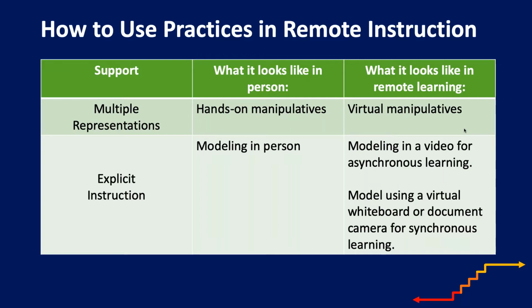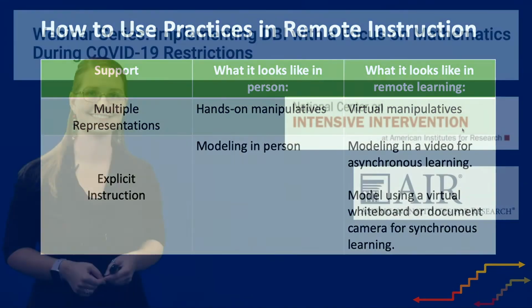When thinking about explicit instruction, in person, that might look like modeling for a student, modeling a problem for a student. When we're in remote learning, whether synchronous or asynchronous, modeling can still happen. So if you're asynchronous, you can model by making a video of showing that problem. Or if you are synchronous, you can model using a virtual whiteboard or a document camera for your students to see that problem being solved.